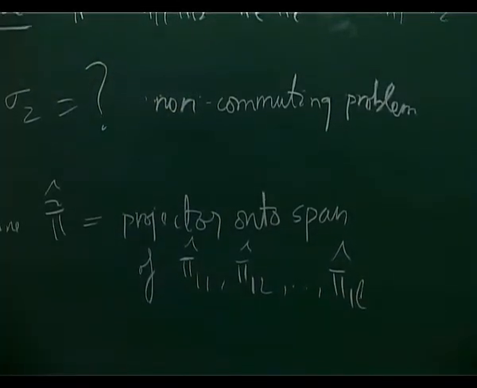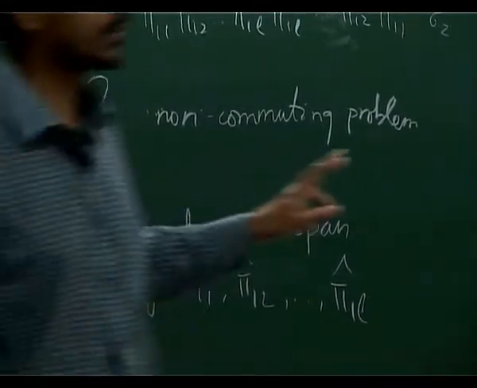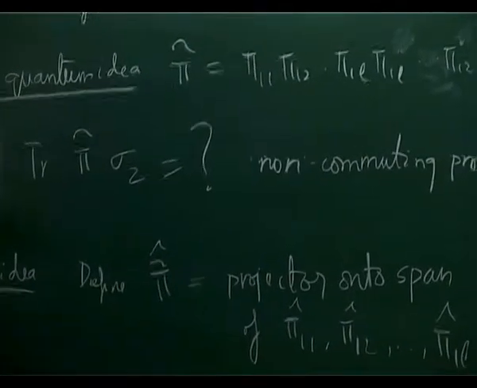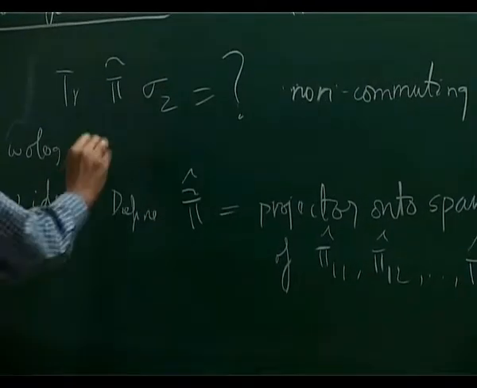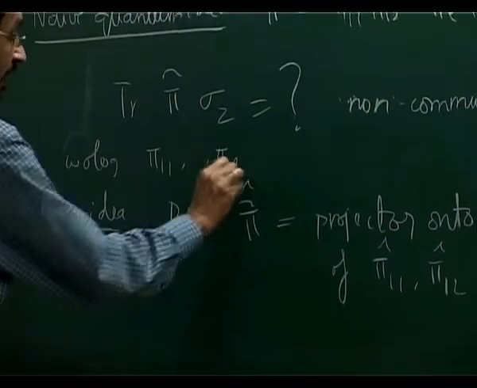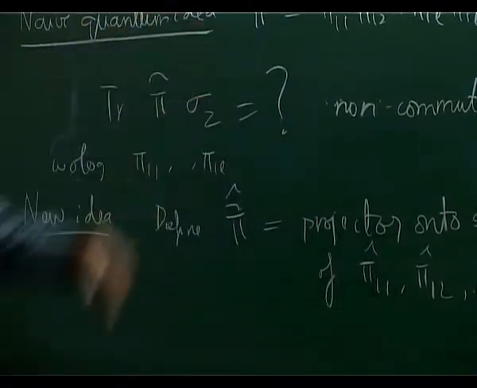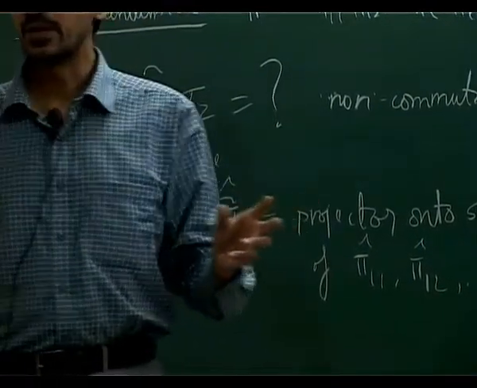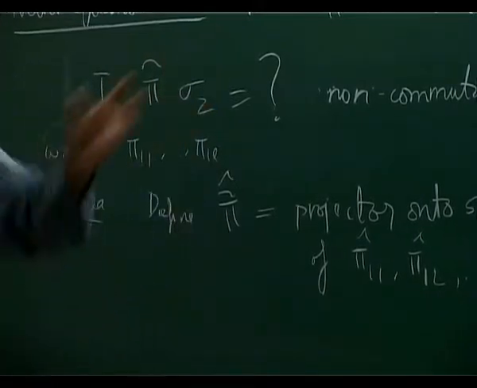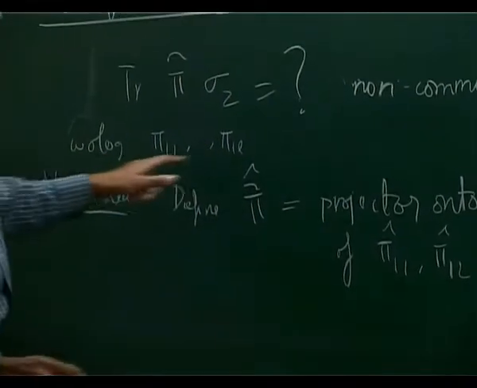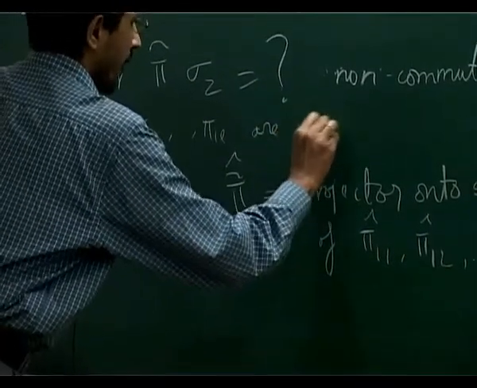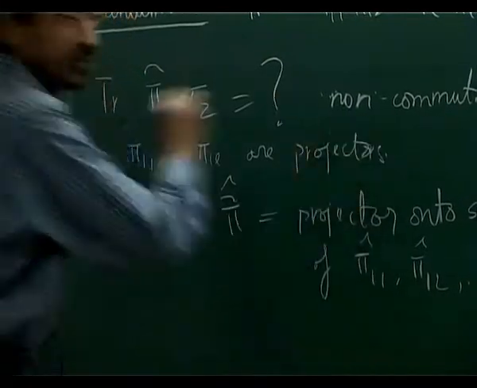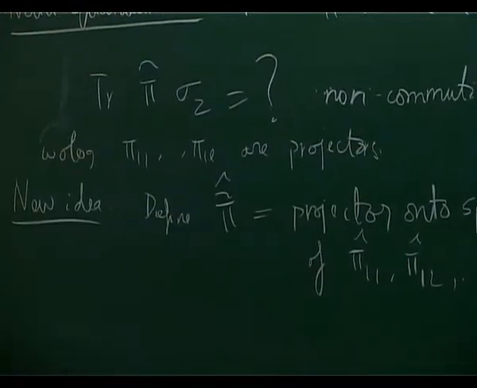Before the new idea, I'd like to make a small remark. Without loss of generality, we have POVM elements pi 1 1, pi 1 2, pi 1 L, right? So that's the setup of the lemma. The POVM elements are just matrices between 0 and 1, I mean positive semidefinite matrices less than or equal to identity. But I can say without loss of generality that these are projectors. Henceforth, I will treat them as projectors.